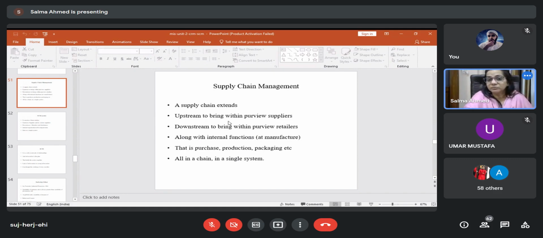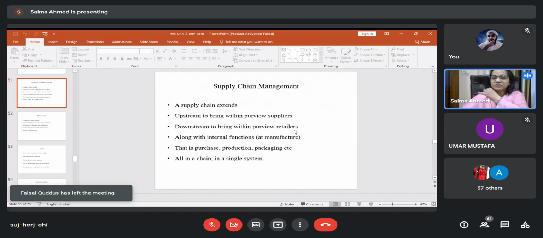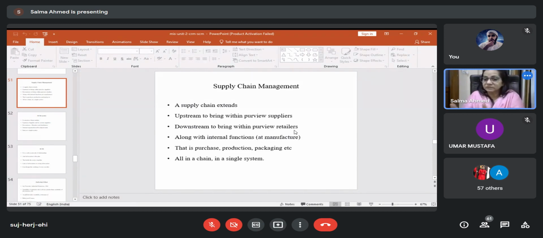So it goes upstream to bring within purview the suppliers, and downstream to bring within purview the retailers. It could be Maruti who's making the vehicle, and the dealers who are actually selling the vehicle to you, the consumer. So from the point of origin to the point of destination, very well defined. It goes upstream to the suppliers and downstream to the retailers, along with internal functions, what happens within the organization.